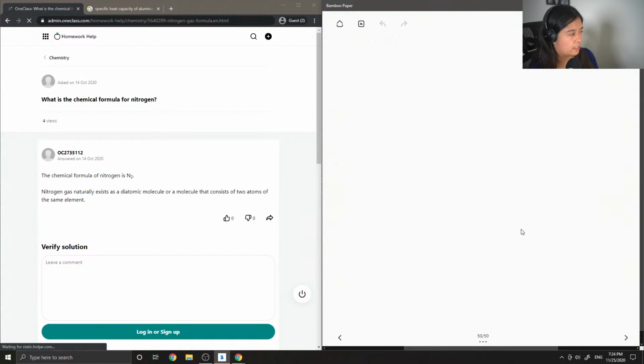Okay, so moving on to question 2, which asks, what is the chemical formula for nitrogen? So nitrogen in the atmosphere is a diatomic molecule. And what that means is that it's a molecule that contains 2 of the same atom. So in the case of nitrogen, the chemical formula is N2.